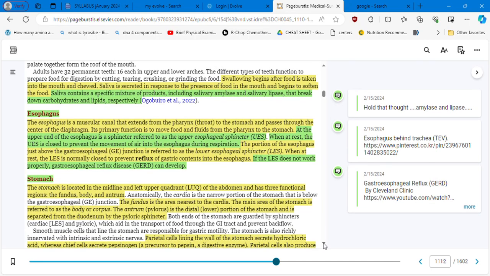The esophagus is a muscular canal that extends from the pharynx, the throat, to the stomach and passes through the center of the diaphragm. Its primary function is to move food and fluids from the pharynx to the stomach. At the upper end of the esophagus is a sphincter referred to as the upper esophageal sphincter, or UES. The UES is closed to prevent the movement of air into the esophagus during respiration.